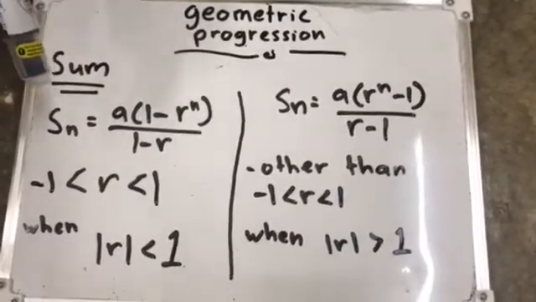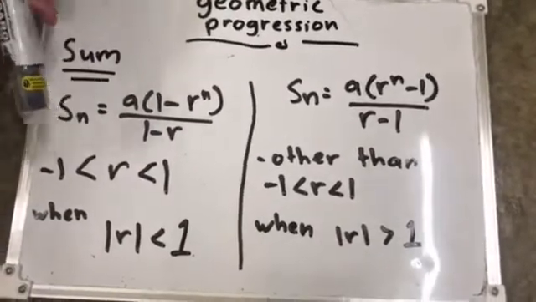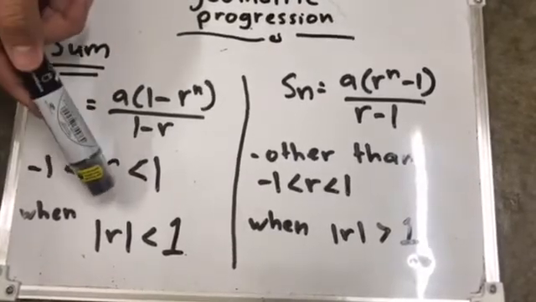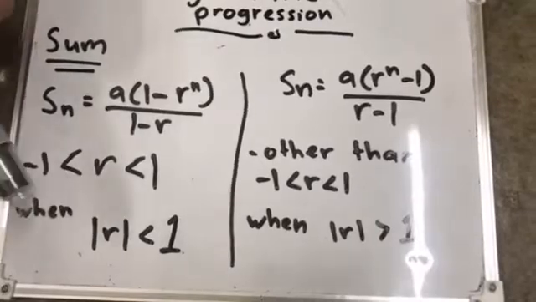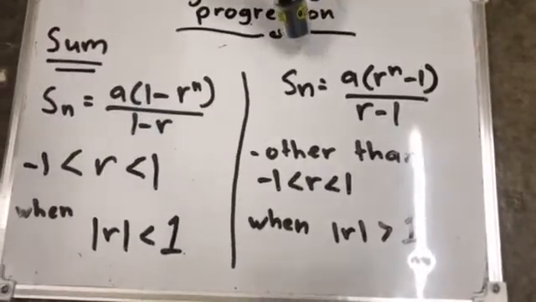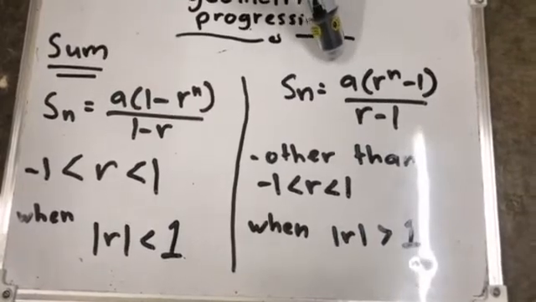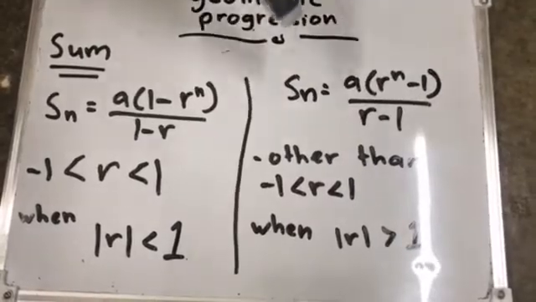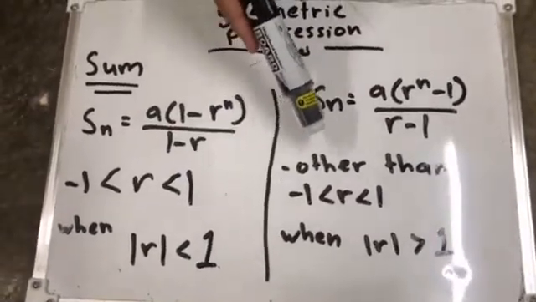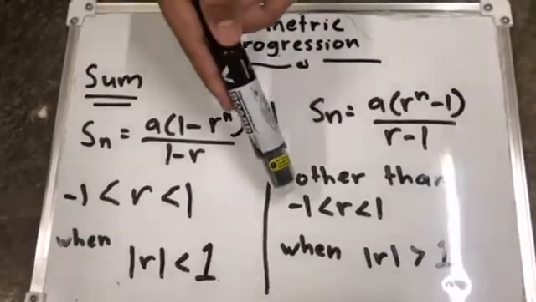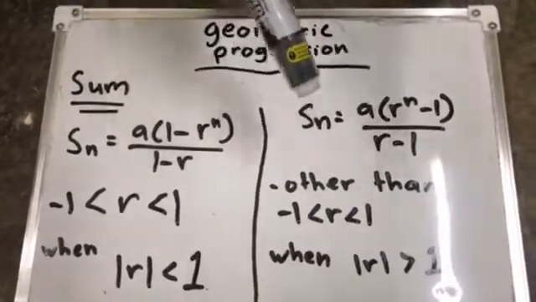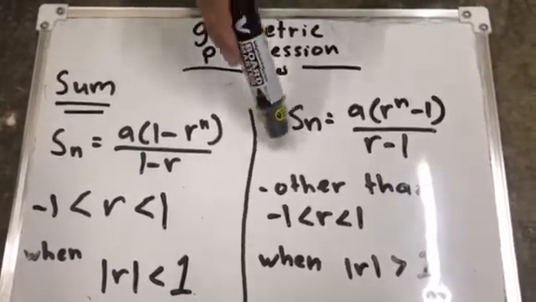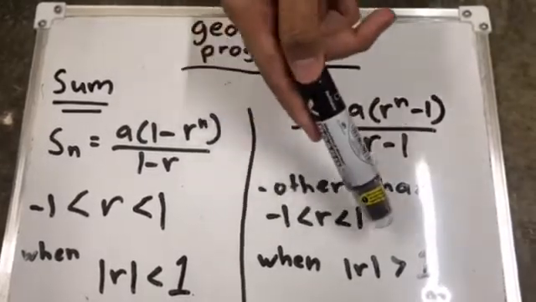We use this formula when our common ratio is between -1 and 1, that is, when the modulus of the common ratio is less than 1. For the second one, Sn equals a, our first term, times r to the power of n minus 1, over r minus 1. This is for when the ratio is other than in the range of larger than -1 and smaller than 1. So this formula is used when the modulus of r is larger than 1.